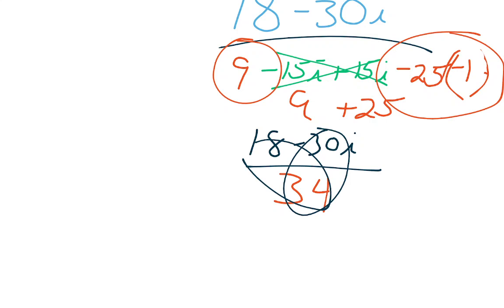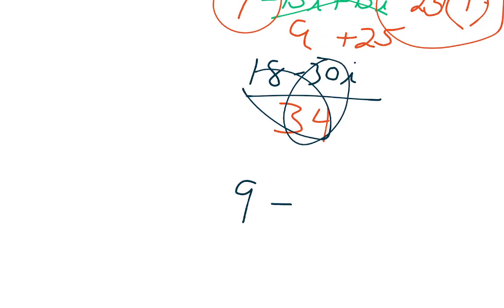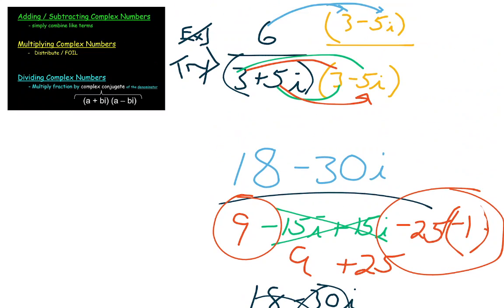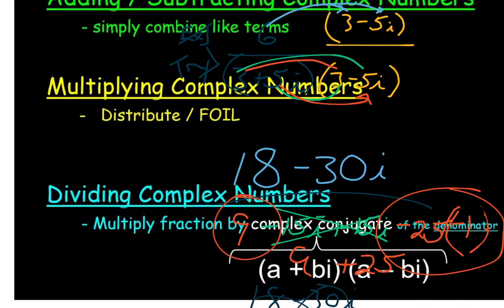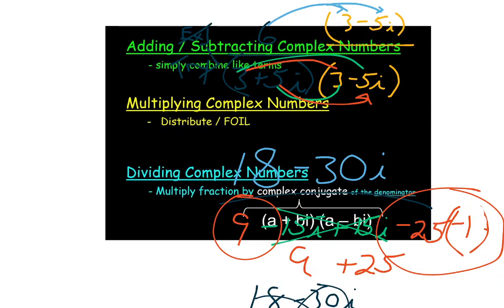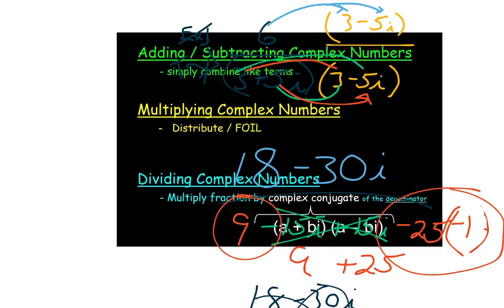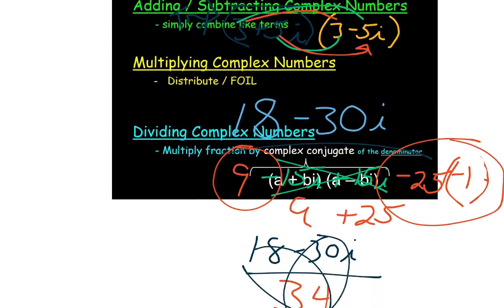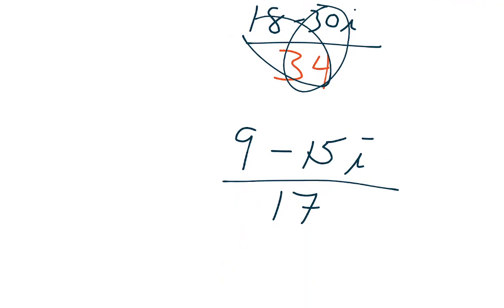So in effect, I can reduce everything here by 2, leaving me with smaller values and a more simplified answer. We would call it 9 minus 15i all over 17. Dividing, you have to multiply by the complex conjugate. When you multiply by the complex conjugate, it looks a little messy behind all that math work, but it causes the denominator of your fraction to become a regular real number. And we like regular real numbers. They're considered more simplified.